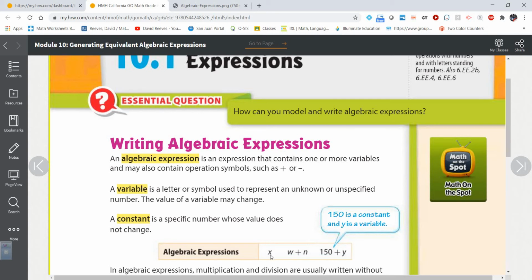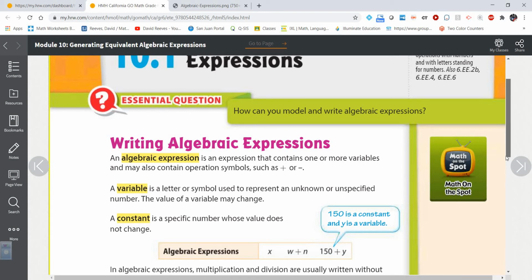So if you look down here at these expressions, x is a variable, w and n are variables, y is a variable. Okay, so at our point, it's going to be a letter used to represent an unknown or a changing value. Okay, the second component of an expression is a constant. And a constant is the opposite of variable. Variable means something that changes. Constant means something that doesn't change.